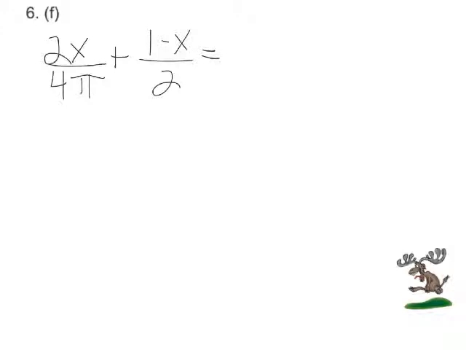Okay, the final one, 6F, we are solving for x. One of the things I notice is I've got some fractions here. So the first thing I'm going to do is try to get rid of the fractions, which is really easy to do when you don't have any variables in the denominator. Since I have 4 pi and 2 and 1 in the denominators, it's pretty straightforward. You can do this in one step if you wanted to, but I'll go ahead and do it in two. First thing I'll do is multiply everything by 4 pi.